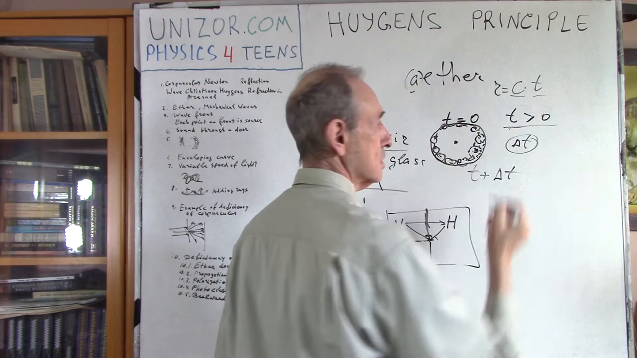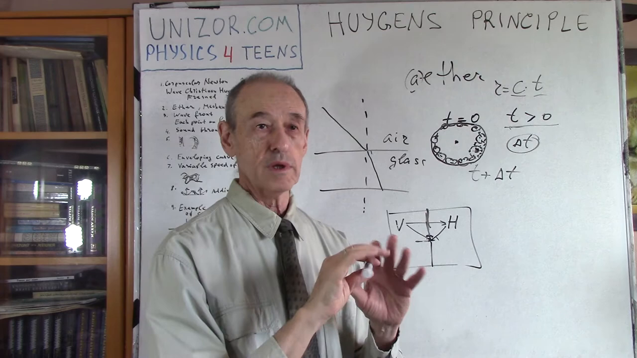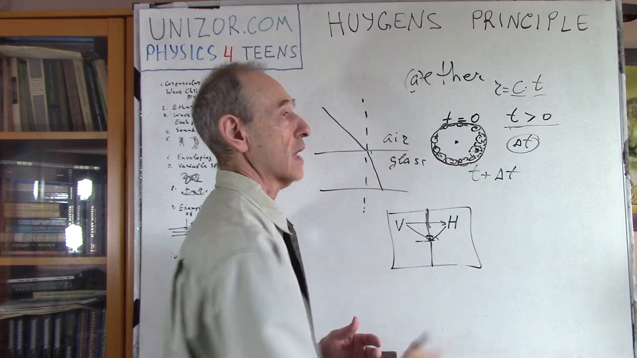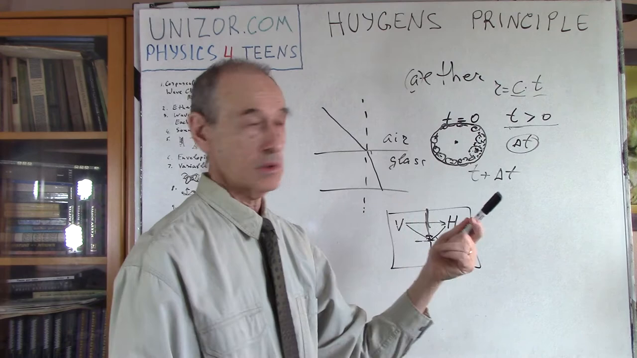Now, the speed of light, as I said, in a uniform environment is the same in all directions. So whenever there is a certain time t greater than zero, the light will go along this distance, and that would be the radius of the sphere around this point.